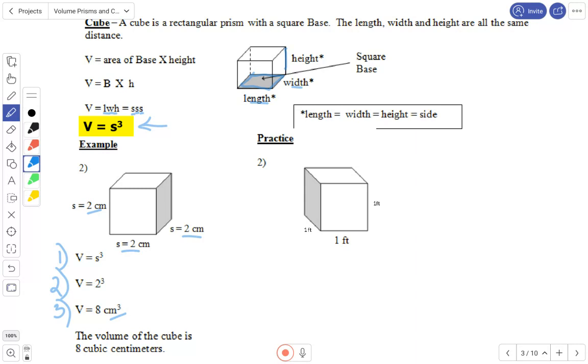All right, one more example. I have a cube again, and I know it because all 3 dimensions are the same. So I'm going to say side cubed. I'm going to plug in 1 for the dimension. And 1 times 1 times 1 would be 1 foot cubed, would be the volume of this cube.